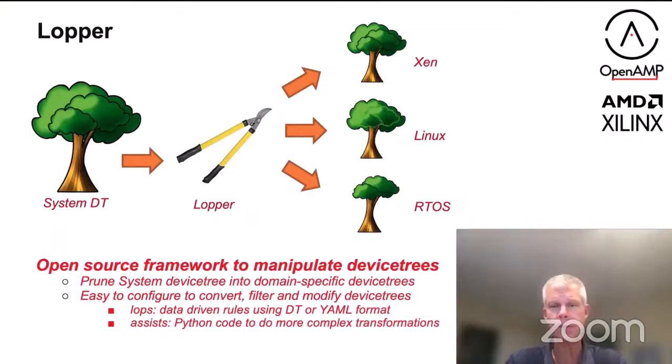It can also filter out things. Maybe your device tree for your RTOS looks a little bit different. Maybe you have some different naming conventions and things like that. So think of Lopper and something we call LOPS, which is something you write in device trees, a data-driven way of manipulating stuff. Think of it as a set script where you can recognize some part of the tree and then you can do some actions on those. If you have some more complex things that you need to do, then you can write an assist, which is Python code that plugs into Lopper, and you can do really advanced things if you want to.